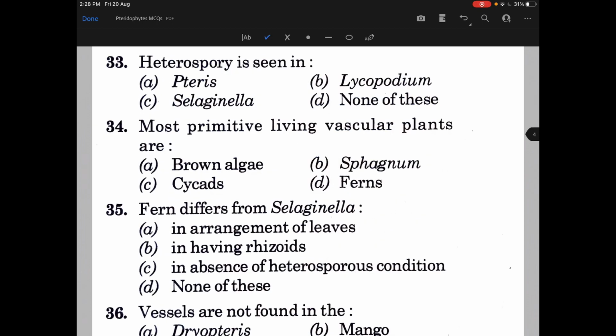Heterospory is seen in dash. The answer to this is C, that is Selaginella. Next, most primitive living vascular plants are dash. The answer to this is D, that is ferns. Next, fern differs from Selaginella in dash. That is C, in absence of a heterosporous condition.